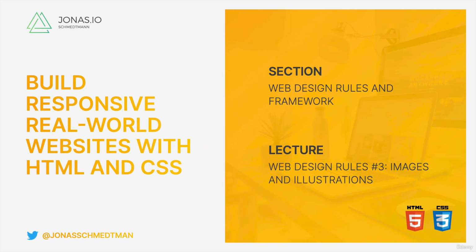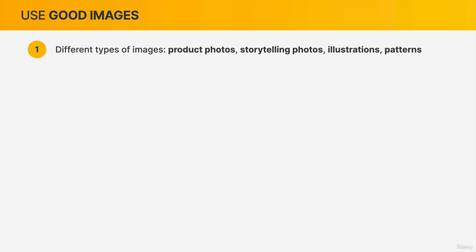Besides text, images are the most important content of any web page. And so let's now learn how we can use images well, when to use images, and also what images to actually use. So essentially, we can use 4 different types of images: product photos, storytelling photos, illustrations, and patterns.